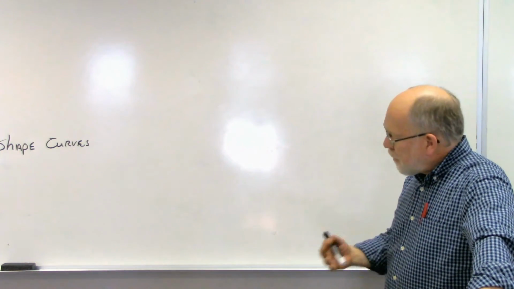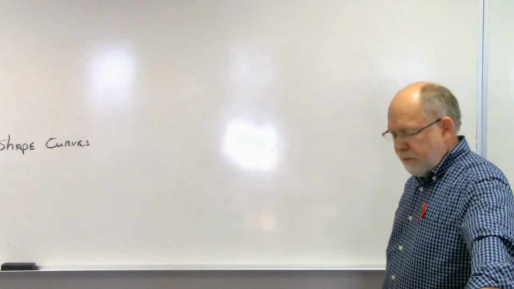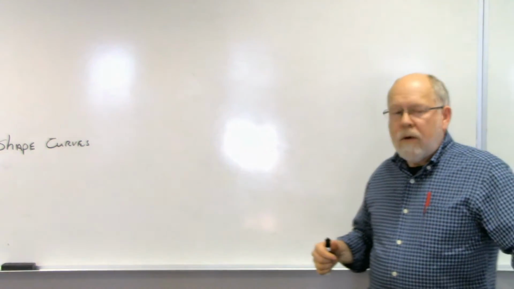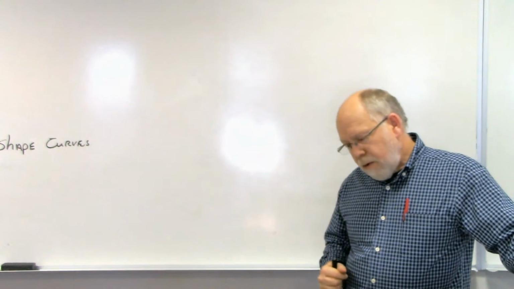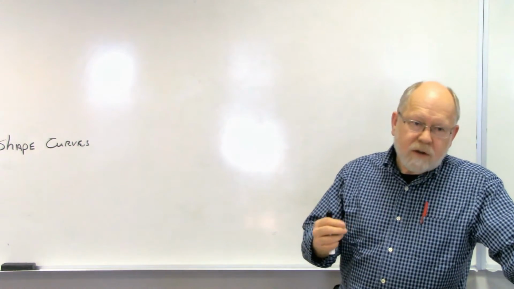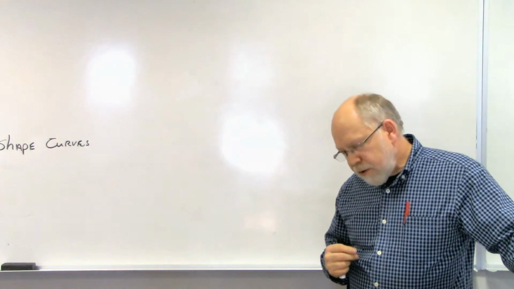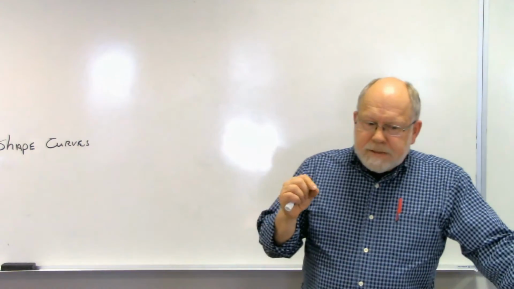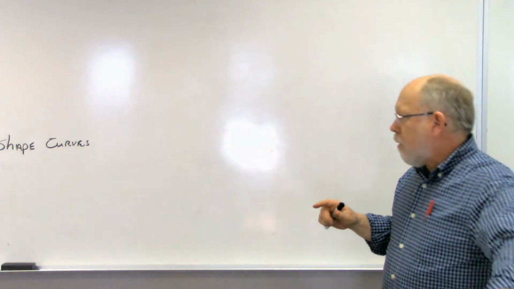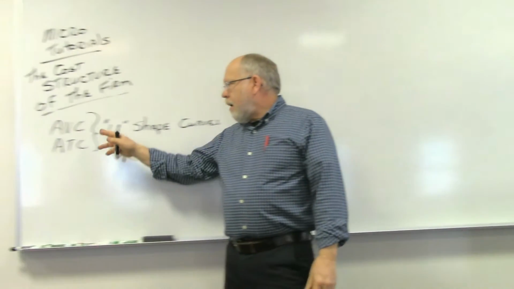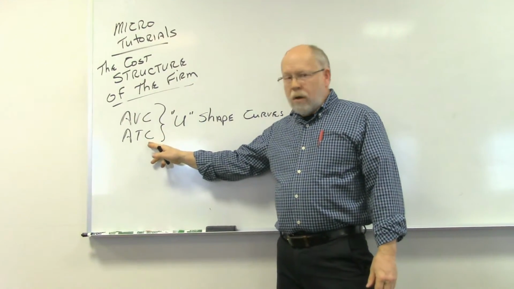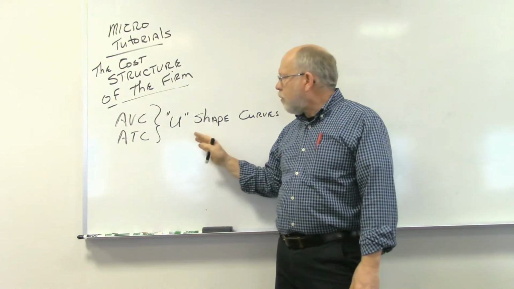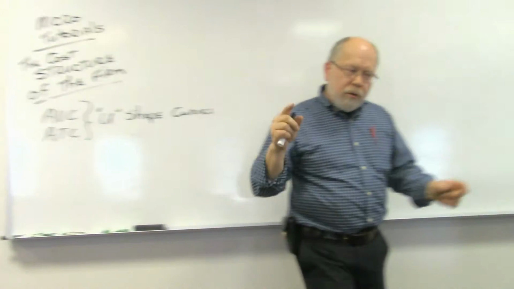Here we go again, continuing with the cost structure of the firm. So far, we've gone through what we mean by fixed cost, variable cost, and this concept of average fixed cost and average variable cost, and what those curves look like. In this section, we're going to go over why the average variable cost and the average total cost take this U shape, what I called the Nike swoosh symbol before, which most textbooks call the U shape.